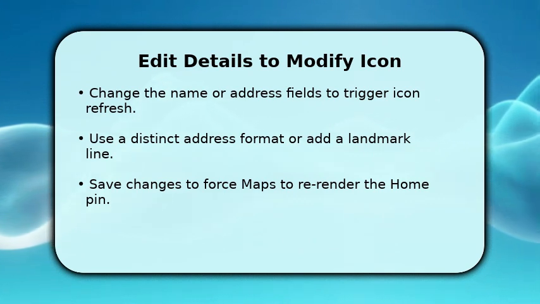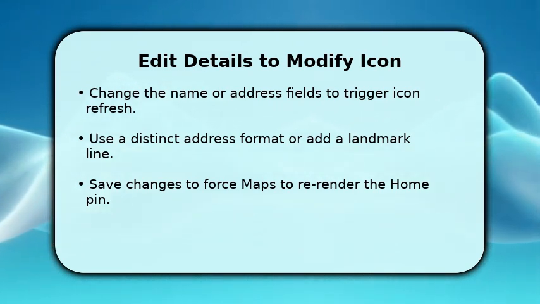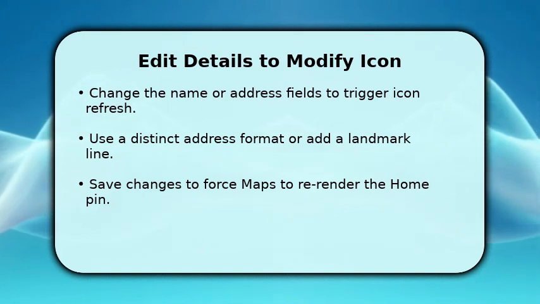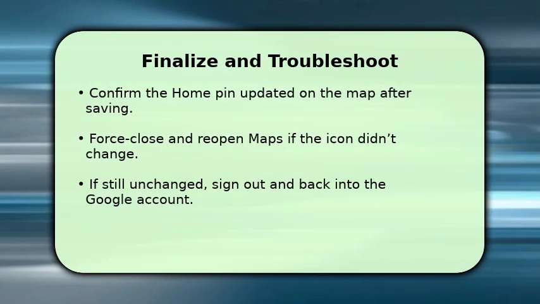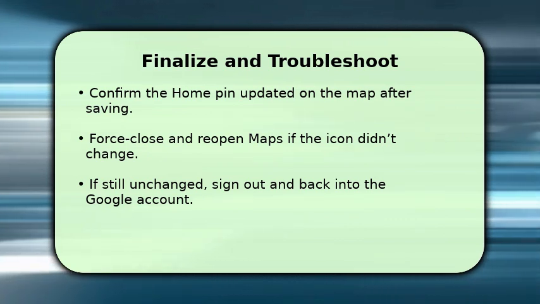If you need a visible difference, choose language-appropriate characters or emoji in the name, so the marker rendering updates more noticeably. After saving, return to the map and verify the home icon updated. If Maps still shows the old pin, force close the app and reopen it so cached tiles refresh. Make sure to allow a moment for cloud sync. Sometimes changes take a minute.